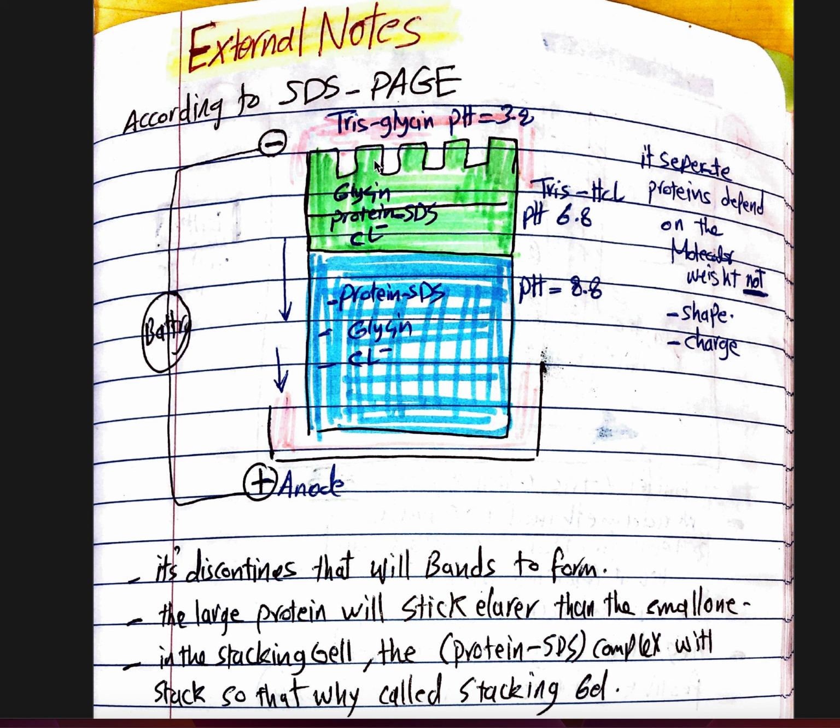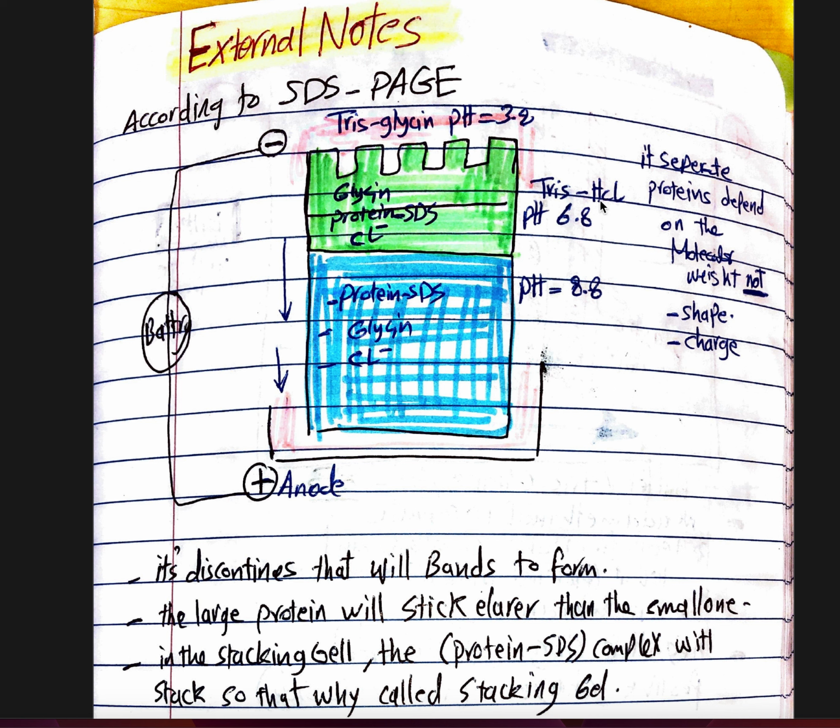And we have said also that the stacking gel is composed of polyacrylamide, that's why we said polyacrylamide gel electrophoresis. So polyacrylamide here is 5%, here is 12%. Why? Because we said here it will have big pores, while here it will have small pores, because we wanted them to be separated.